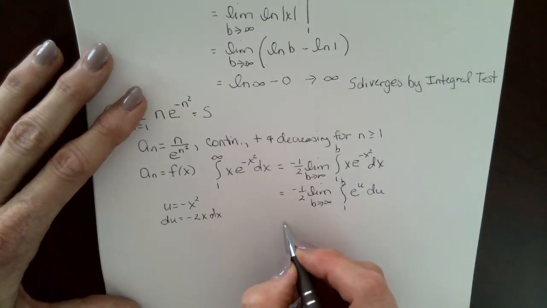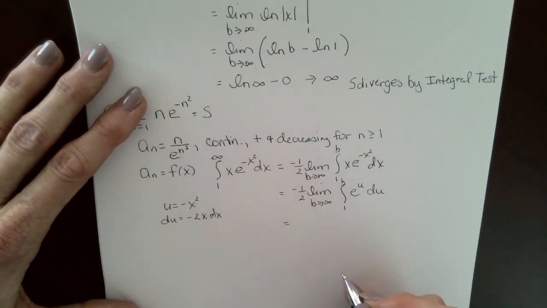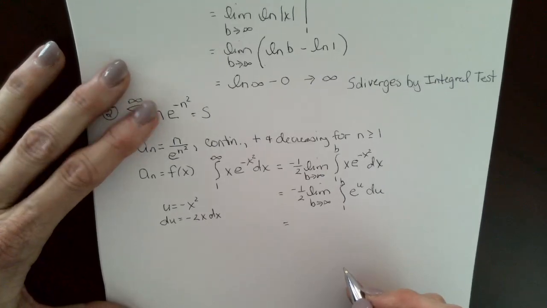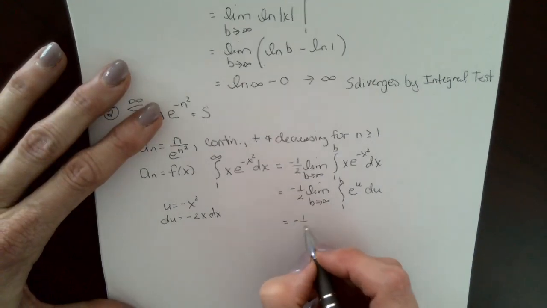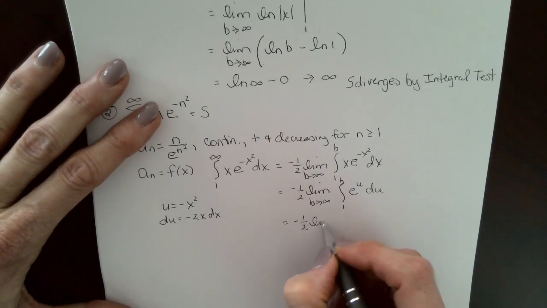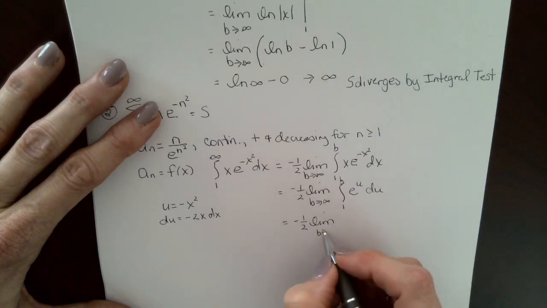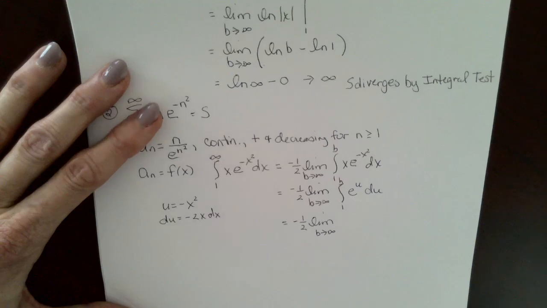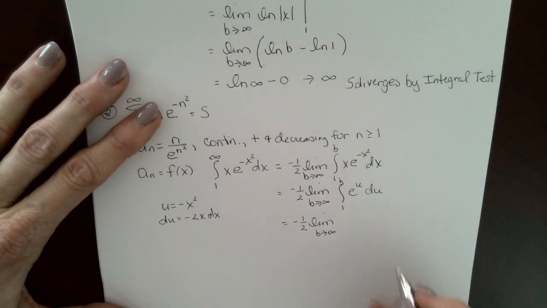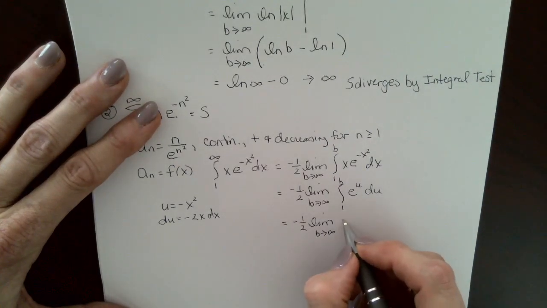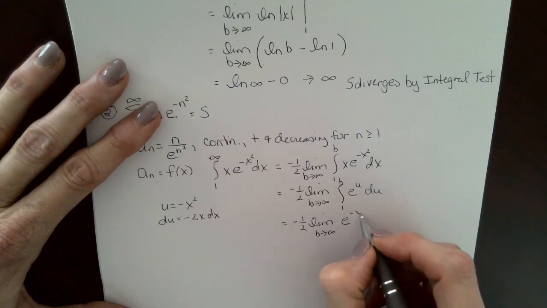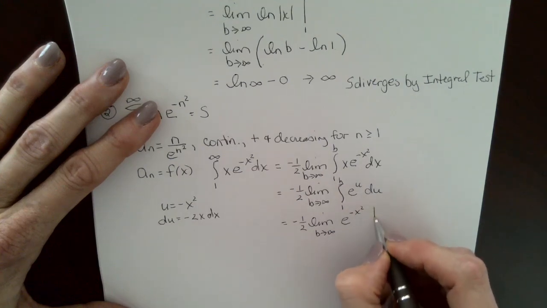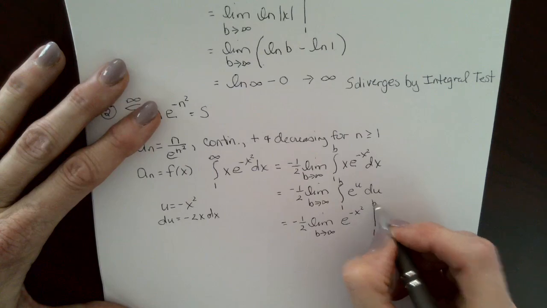Okay, here we go. What's the integral of e to the u? Just e to the u, right? Okay, so I'm going to say negative 1/2 limit as b goes to infinity. Now put your function back in for u. So now I'm going to do e to the negative x squared, and I'm evaluating this from 1 to b.